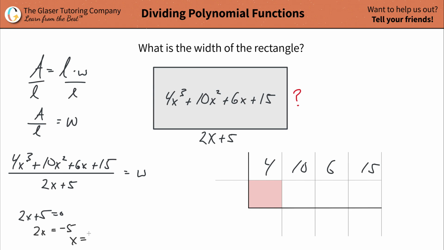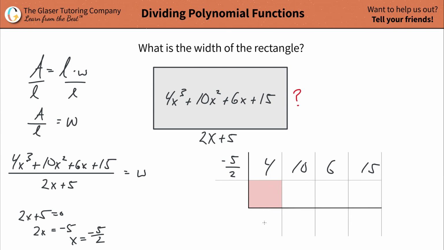So x is going to be equal to negative 5 over 2. Now what that does is that's going to tell you negative 5 over 2 is the value that goes on the outside of your synthetic division table. If you want to use a decimal in here, feel free, but I'm going to use a fraction because I'm just going to start to simplify stuff.